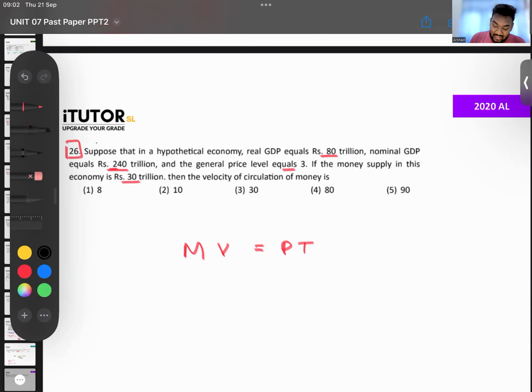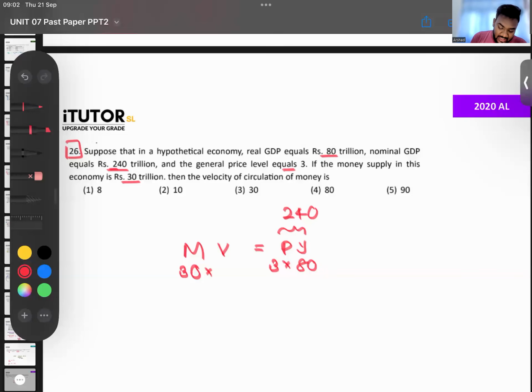See, real GDP is 80 trillion. Now, I'll make this PY. So, this Y is only your real GDP. How much is that? That is 80. Nominal GDP 240. That means this entire PY is only nominal GDP. This is 240. General price level 3. They don't even have to give that; we can find it ourselves. 3 into 80 is 240. Makes sense. Money supply is 30.